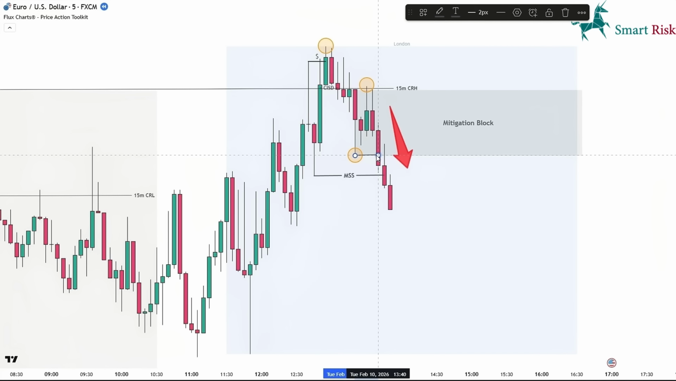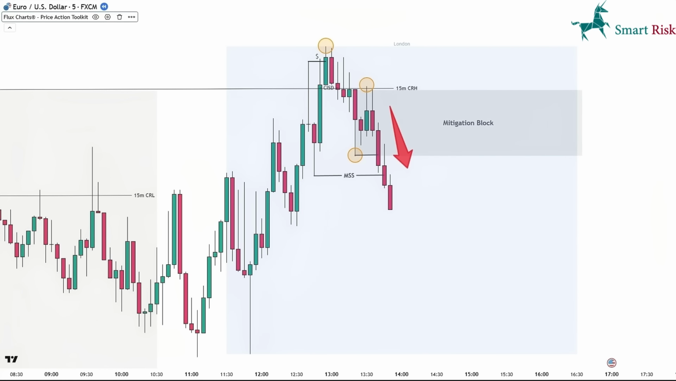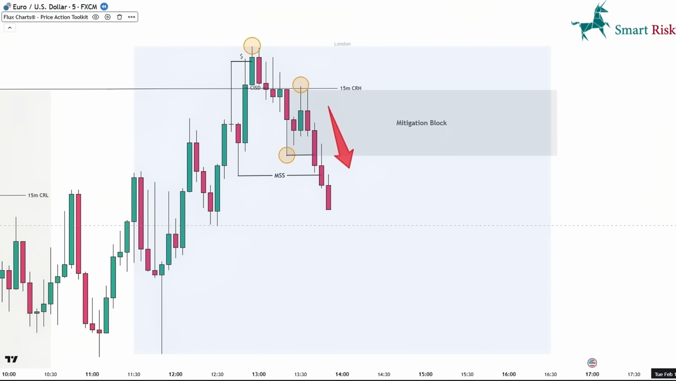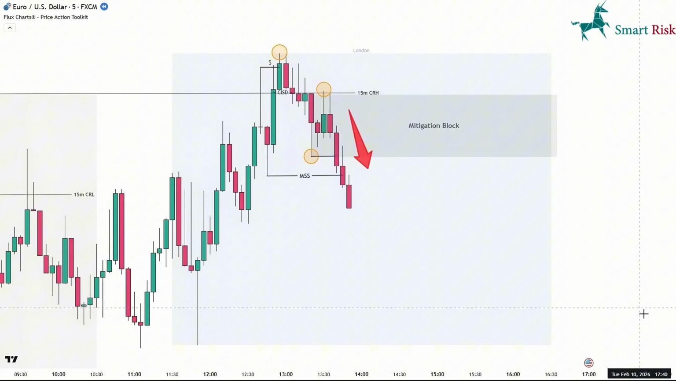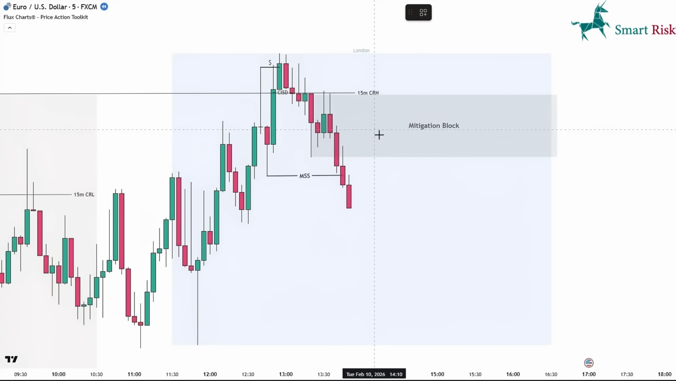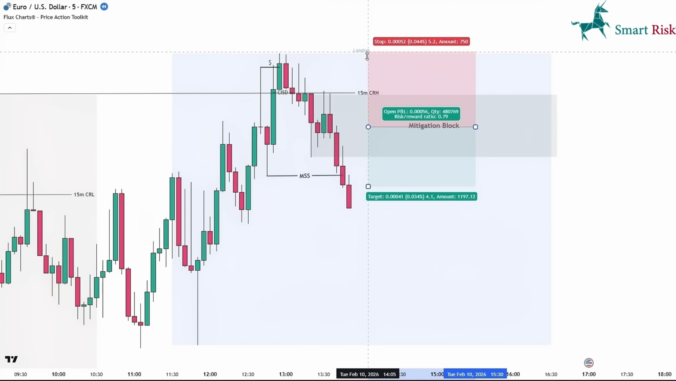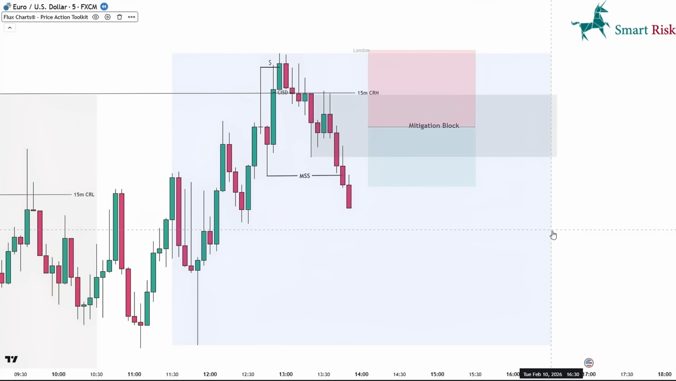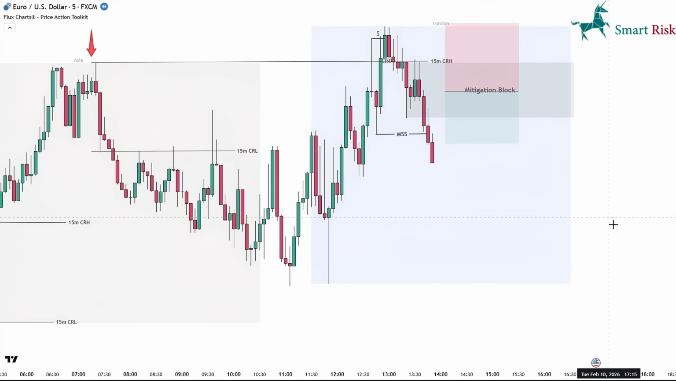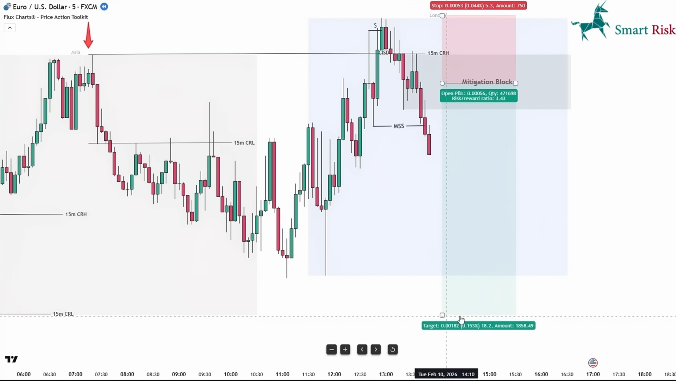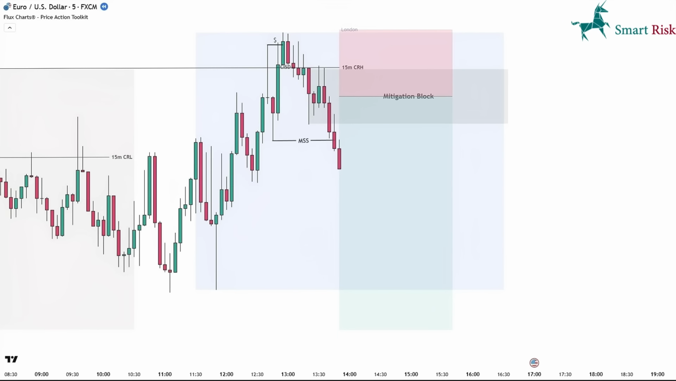So in this case, the mitigation zone becomes the large down-close candle formed between the first swing high and the swing low. Since the zone is relatively large, I choose to place my sell limit order at the midpoint to get a better risk-to-reward ratio, with the stop loss above the swing high. For take profit, I target the Asian session low. Now let's play the chart forward again.